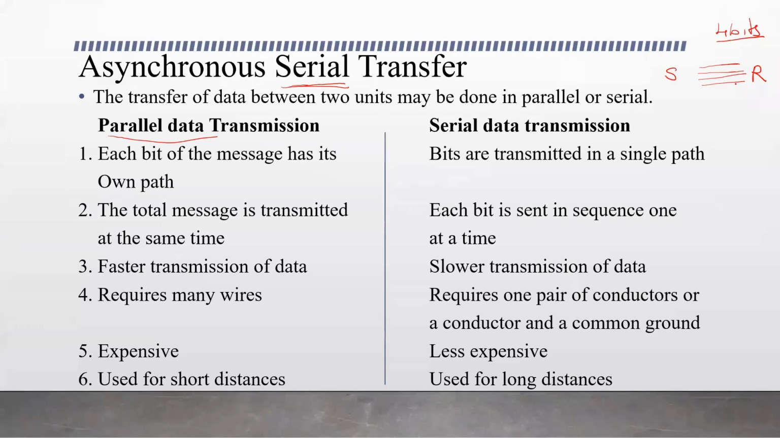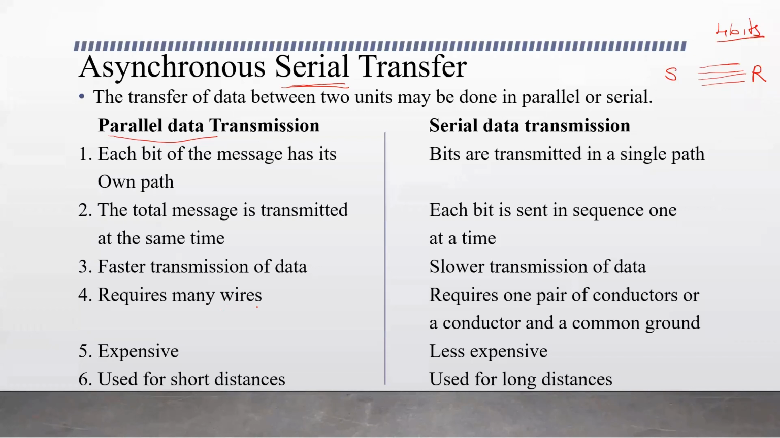So when we transmit all the bits parallelly this way, the total message is transmitted at the same time. The total message can be transmitted from the sender to receiver at the same time. And this results in faster transmission of data. As the entire message is transmitted at the same time, the transmission here would be faster, and it requires many wires.